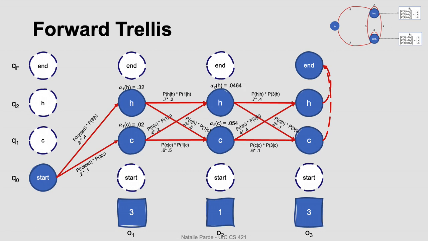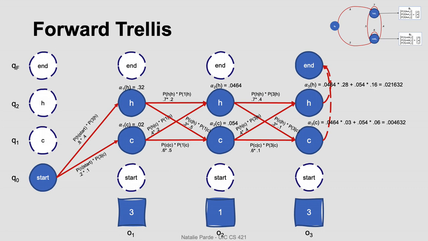We'll repeat this process once again at time step 3, our last time step, where Jason once again ate 3 ice cream cones. And ultimately, we'll find the values that you see here.